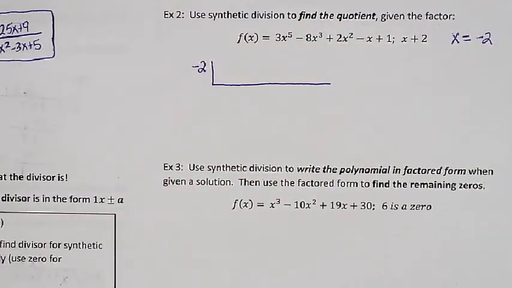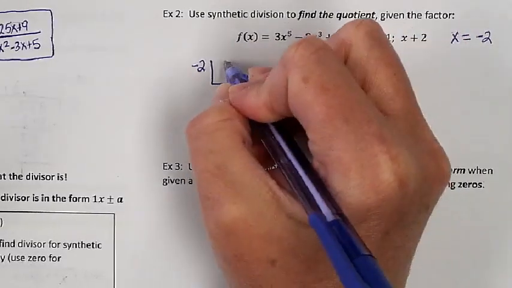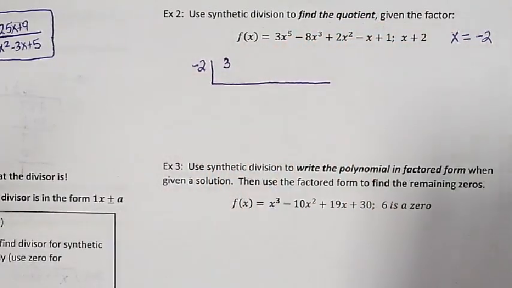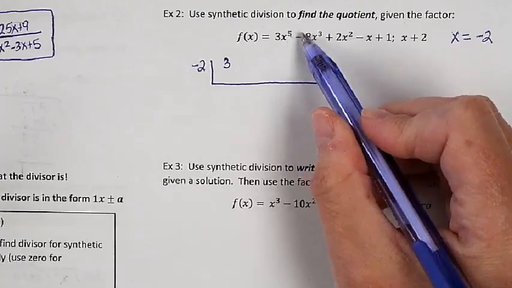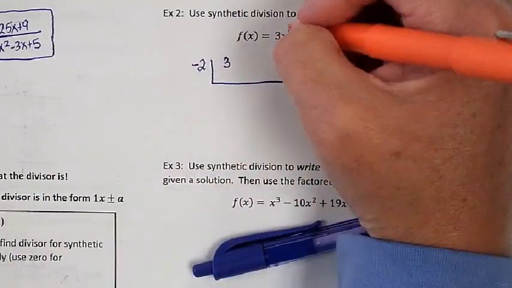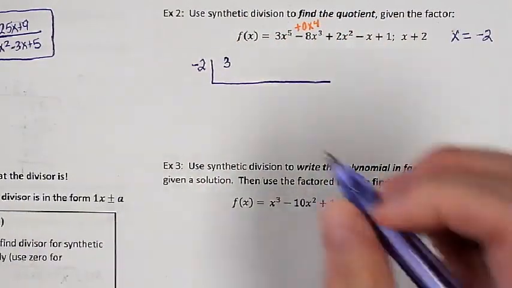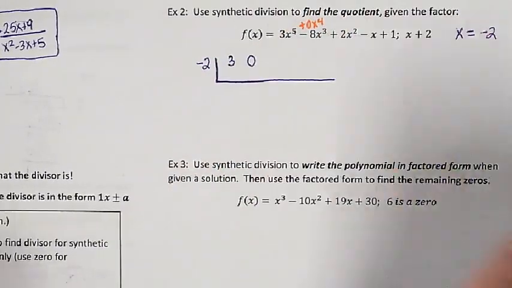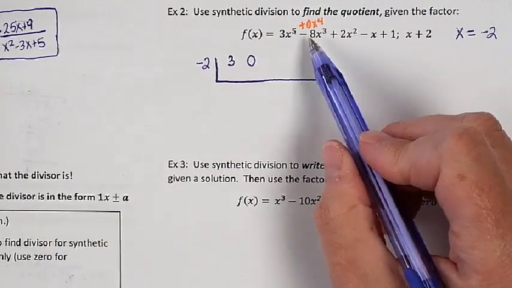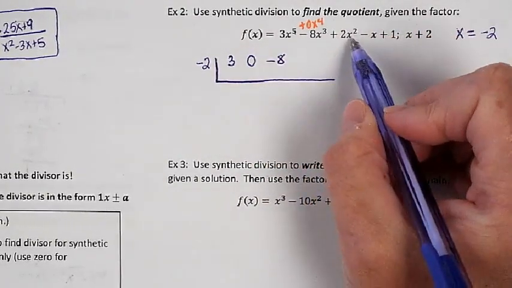Now, the highest x order is 5th, so 3x to the 5th has a coefficient of 3. Then we go from x to the 5th to x cubed, so we are missing the 4th. So plus 0x to the 4th, and that coefficient would be 0. Now the cube is negative 8, the square is 2, negative x is negative 1, and then 1.